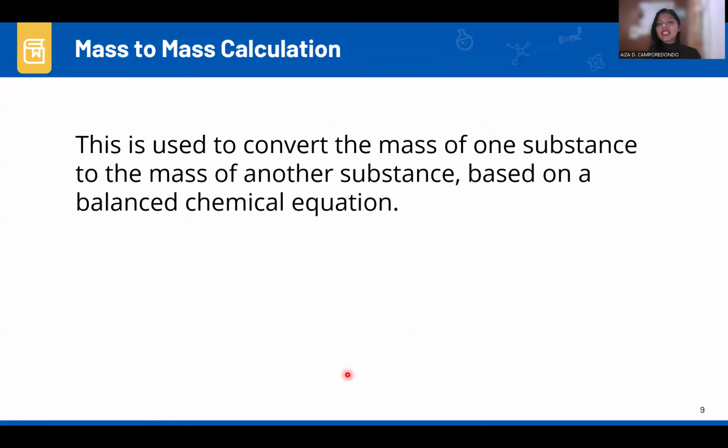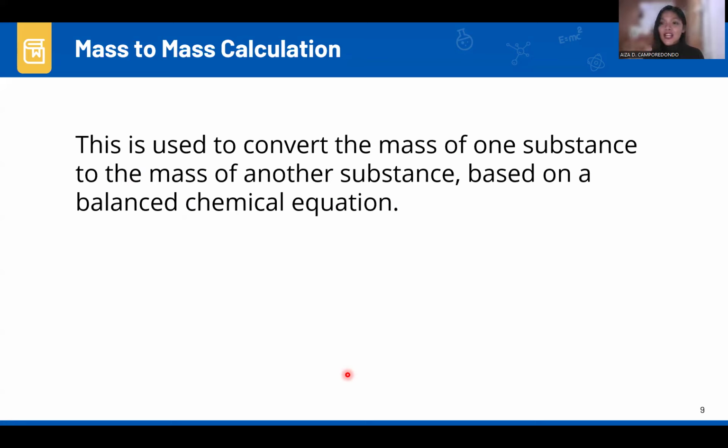Okay, so let's proceed to the third calculation. We have here the mass to mass calculation. This is used to convert the mass of one substance to the mass of another substance based on a balanced chemical equation.